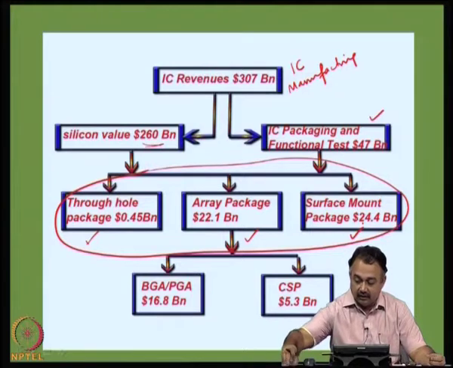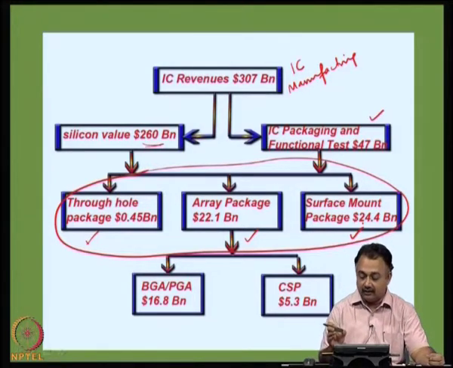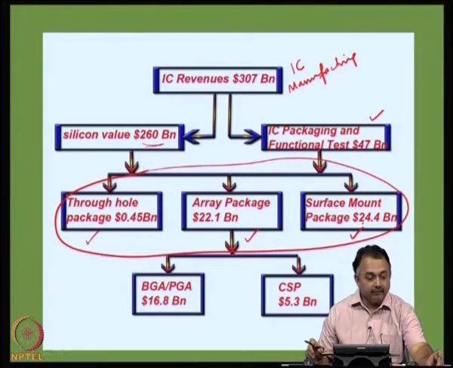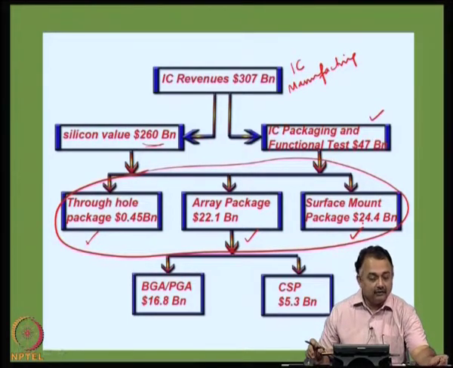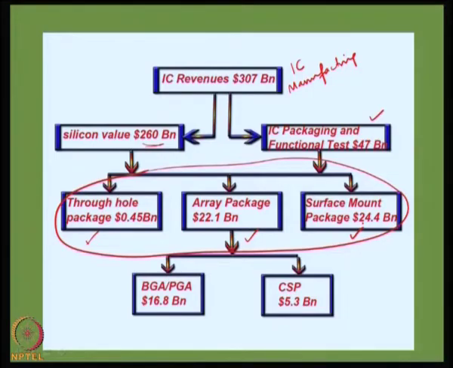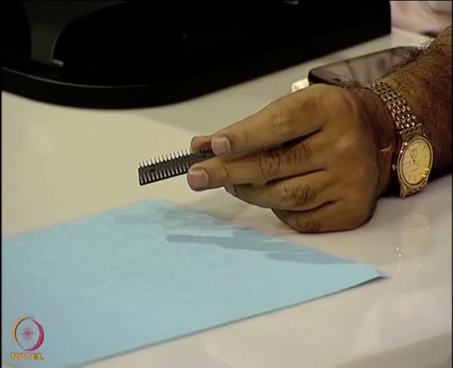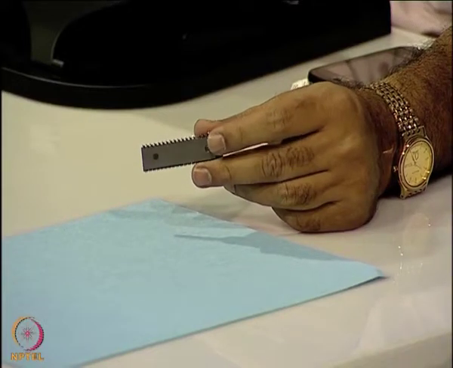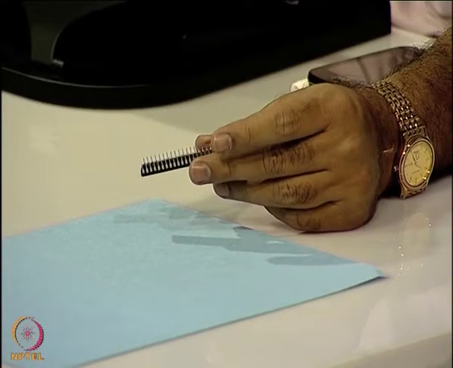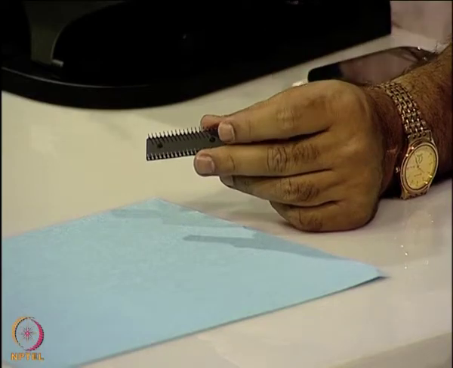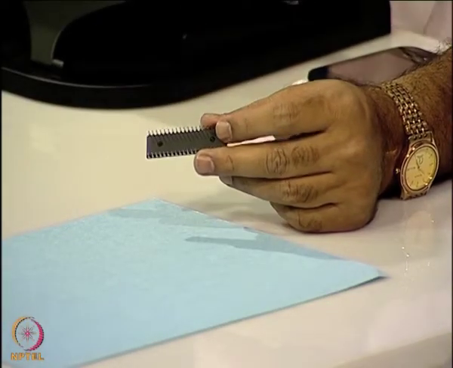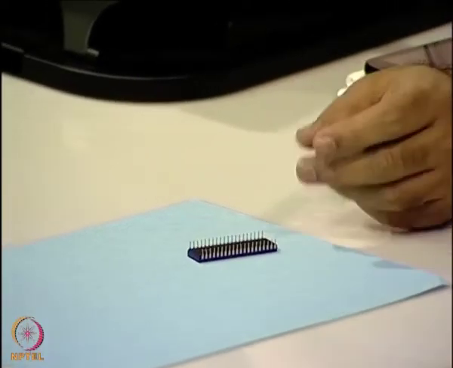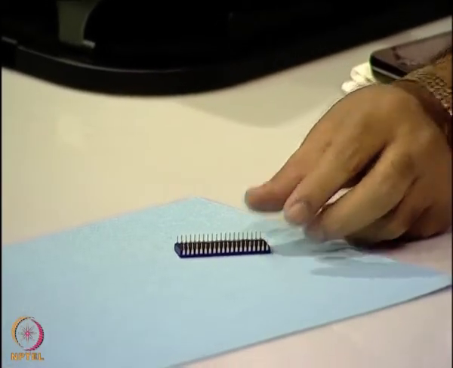So, I must tell you what is a through hole package. If you can see this video clip here, I am showing a package which is plastic in nature and it has got leads from both sides. Okay. So, there is a definite separation distance between each of these rows of pins, and you can see how well it is packaged. This is known as a through hole package.